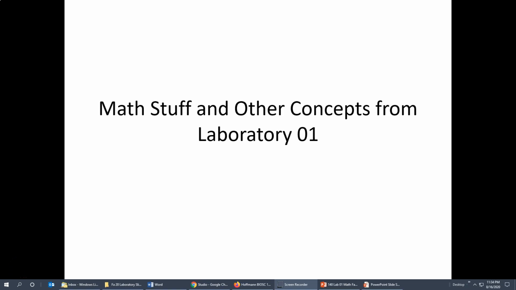So Laboratory 1 is split up into two basic components. The one part is an introduction orientation sort of to the course, while the other part is math stuff and other concepts. So that's the section we'll look at here.